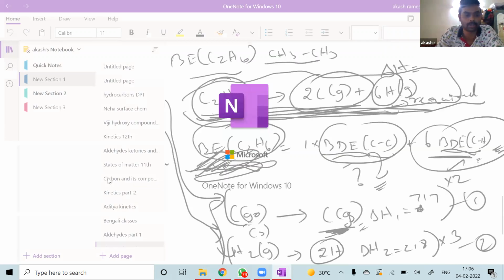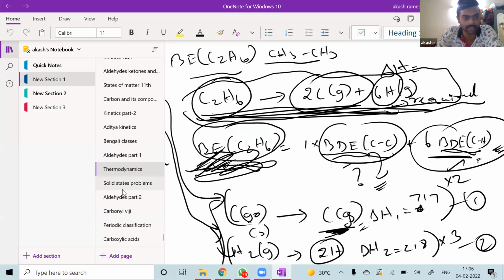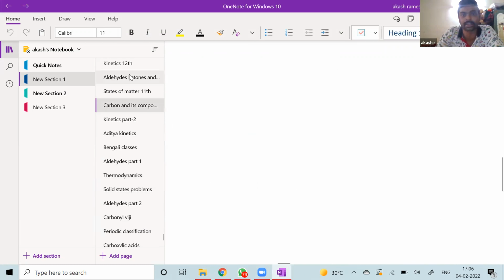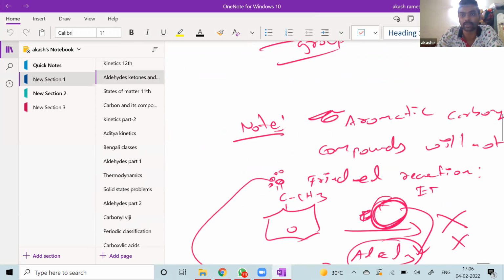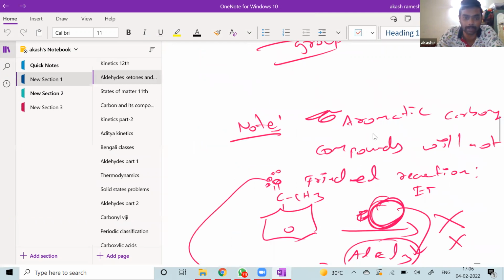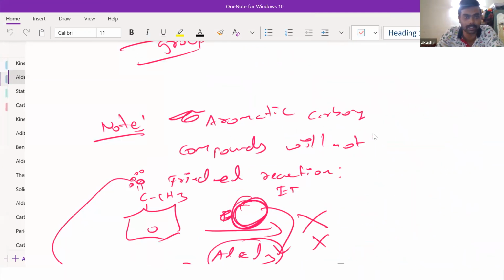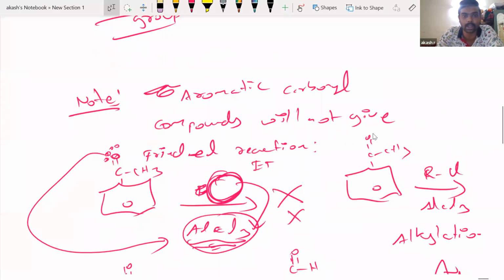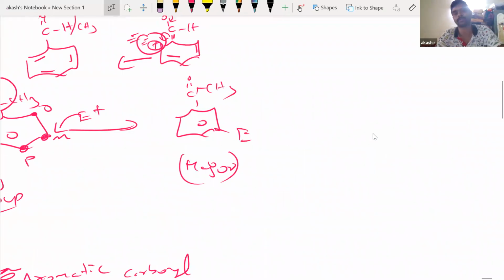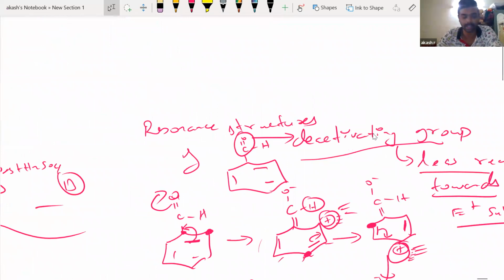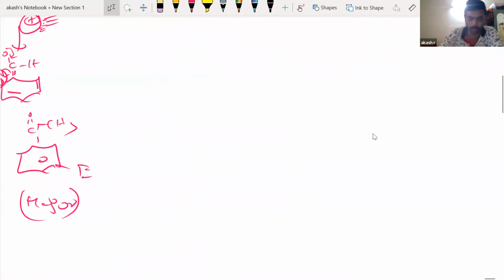Okay. So we were doing aldehydes, ketones, and carboxylic acids, right? Last class we were solving some questions. We will solve some more questions, but before that we will try to complete the carboxylic acid part, and then we will solve some more questions.